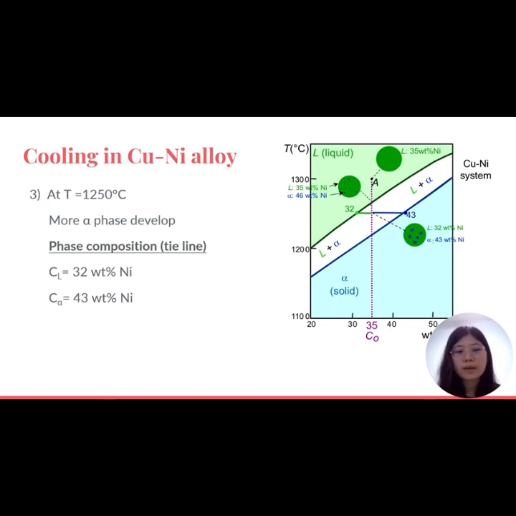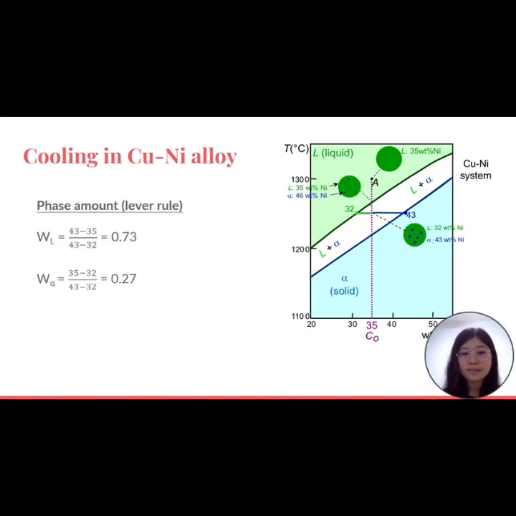For liquid, it will be 32 weight% nickel, and for alpha, it will be 43% nickel. So for phase amount, using the lever rule method, the liquid phase amount will equal 0.70, and for alpha, it will equal 0.27.